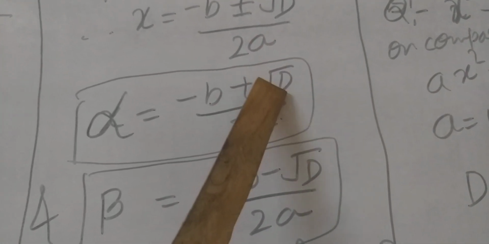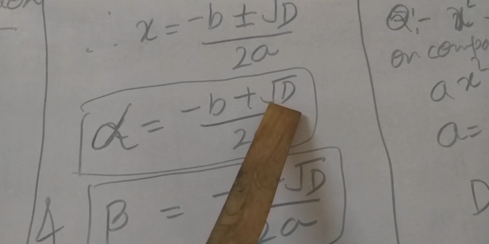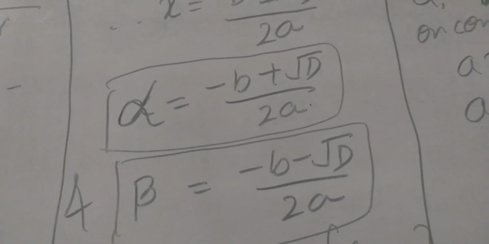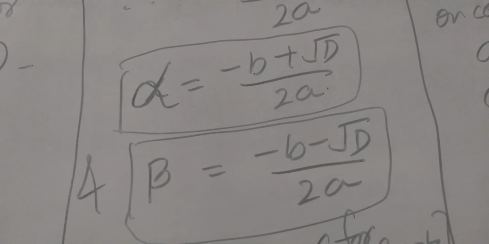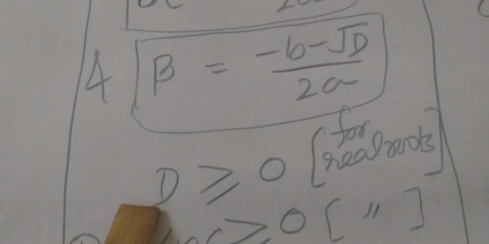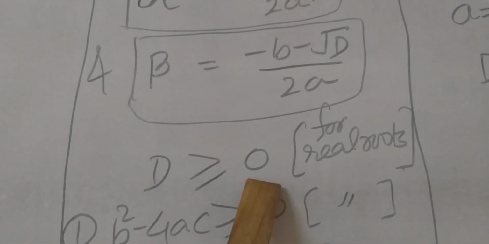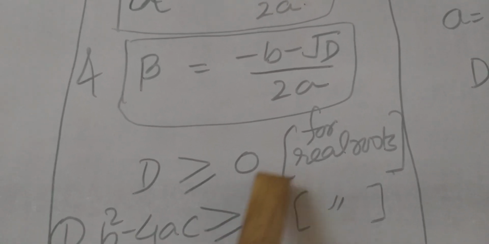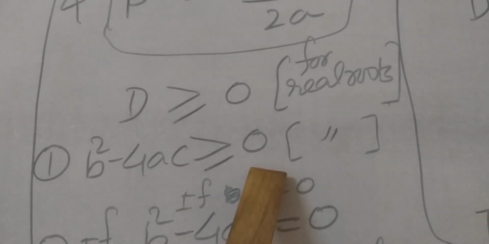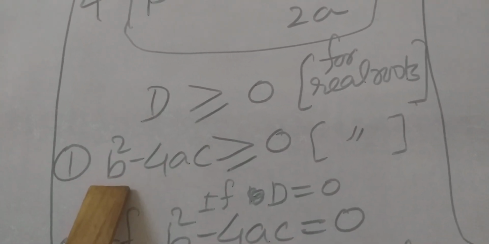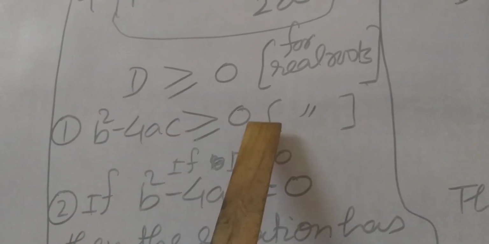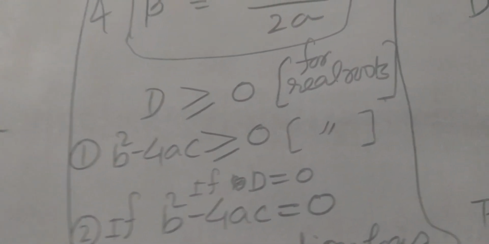D should be positive. If D is negative, we cannot find the square root of D. Then the equation has no real roots. So for the real values of alpha and beta, D must be greater than or equal to 0. So b square minus 4ac greater than or equal to 0, because D is equal to b square minus 4ac. b square minus 4ac greater than or equal to 0 for real roots, students.